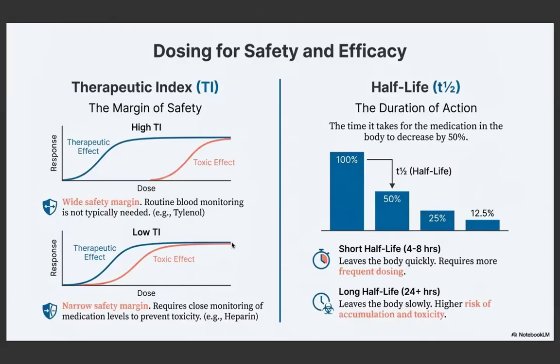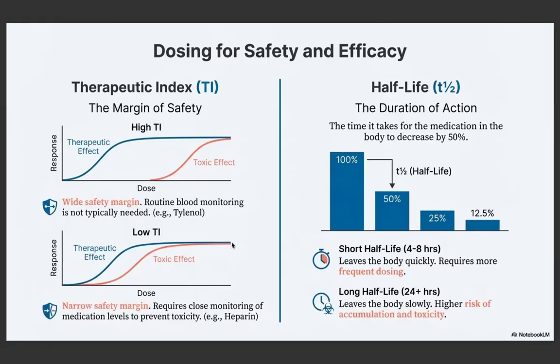So, therapeutic index. This is super important for when we are monitoring for safe versus toxic levels, right? If something has a low therapeutic index, that means the range of toxicity needs to be monitored more closely. A perfect example of this is a medication called digoxin. Digoxin has a very, very narrow therapeutic index, so it's very easy for it to either not work or be toxic.